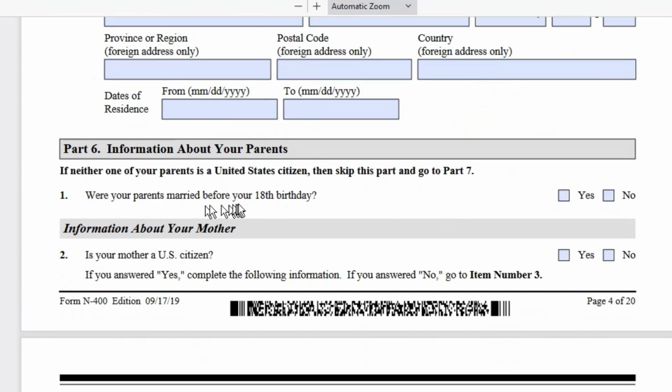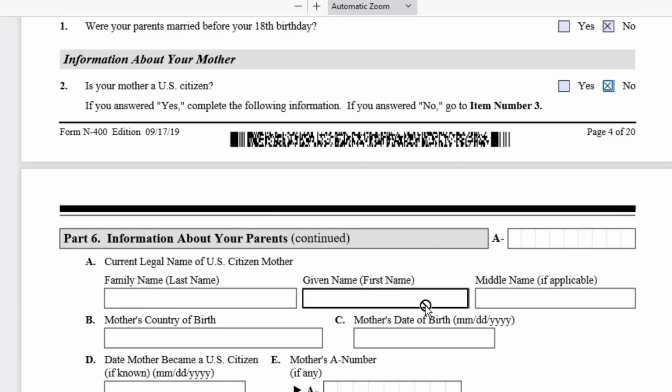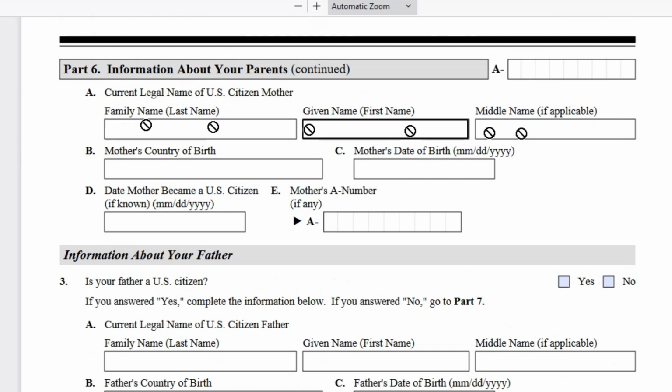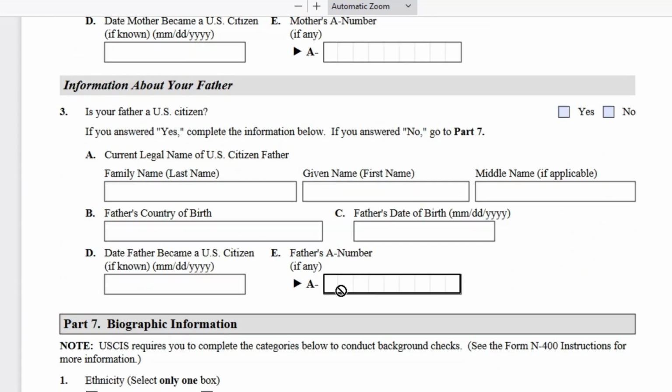Then, were your parents married before your 18th birthday? If it is yes, you might already be a citizen, so you are going to put no. Is your mother a US citizen? No. Okay. Then about your parents, you fill in the family name, everything about your parents, your mother, etc. And then about your father, you put the name here.